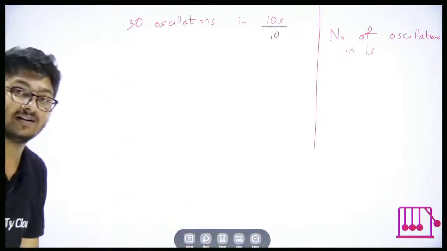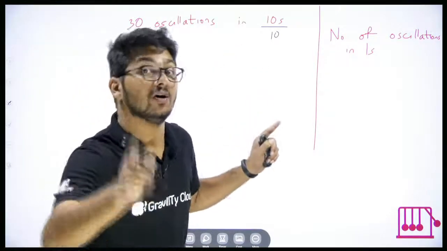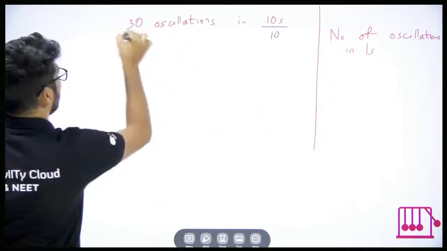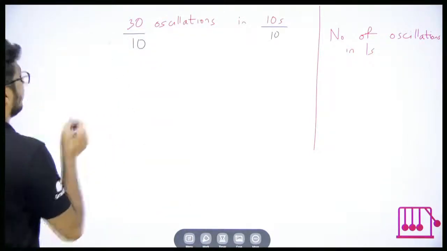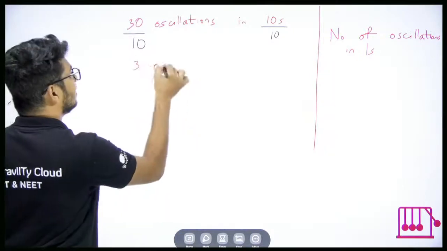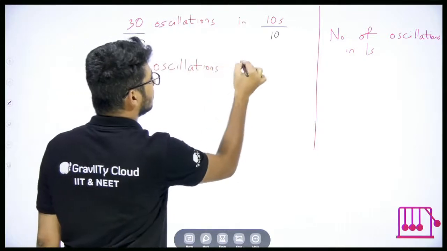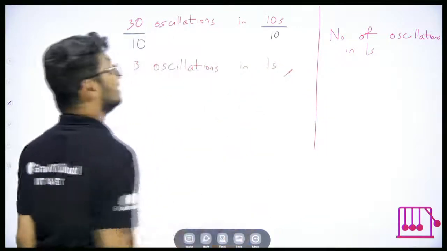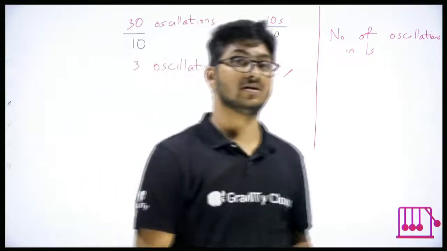And what is 10 by 10? 10 by 10 is 1. So you'll get 1 second. But I told you, you have to divide on both the sides. So you have to divide here also. And when you divide, what will you get? You get 30 by 10. How much? 3. That is 3 oscillations. In how much time? 3 oscillations in 1 second.